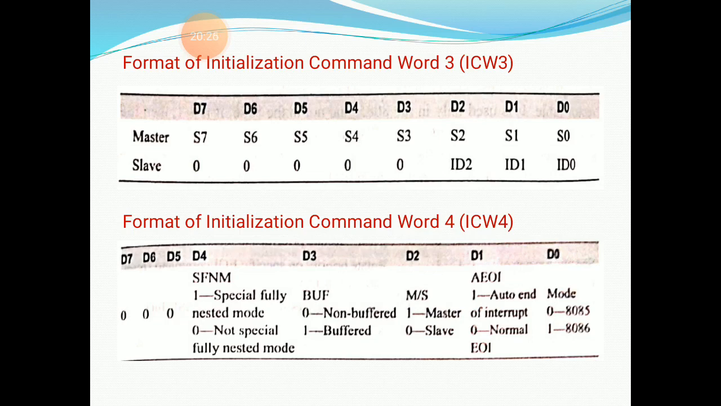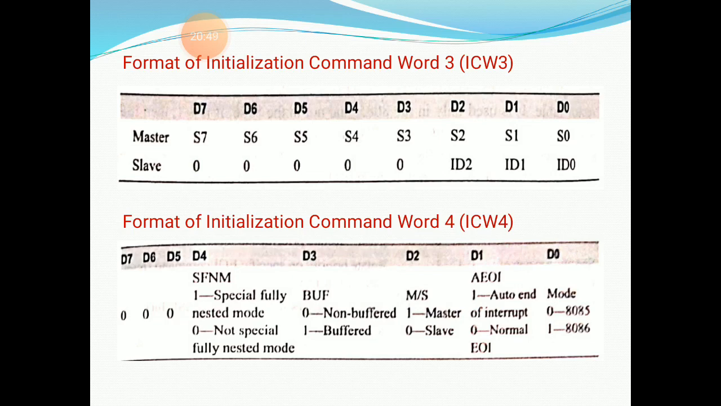D1 belongs to automatic end of interrupt. If it is 1, auto end of interrupt is performed. If it is 0, normal end of interrupt operation is performed. D2 means whether the 8259 is used as master or slave. If D2 equals 1, master device; 0, slave device.